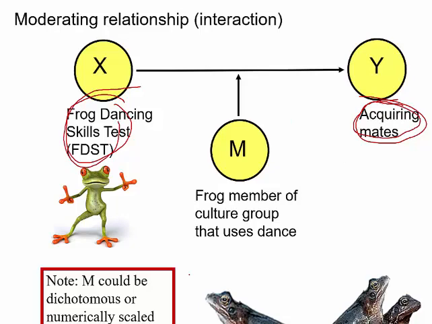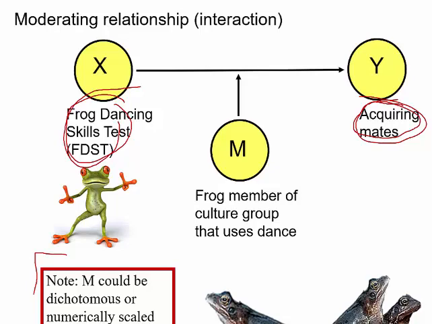In this example, I'm going to be looking at situations where our moderator is a dichotomous grouping variable, where I have members of one group or another group. So in this case, we'll look at, is a frog a member of the dance culture or the non-dance culture? I have a note at the bottom of the page here. Keep in mind that we could actually have a numerically scaled moderator as well. So it doesn't actually have to be a grouping variable.